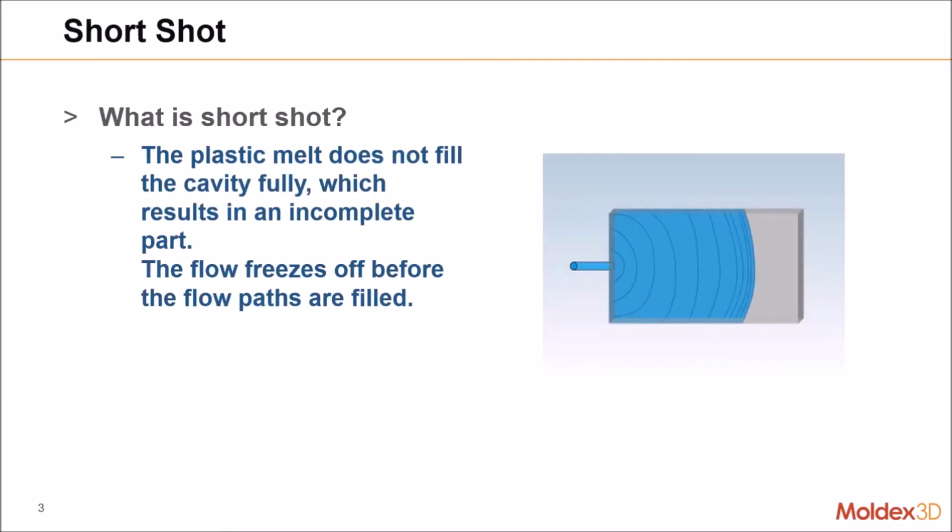First, what is short shot? The short shot is when the plastic melt cannot fill the cavity, and that will result in an incomplete part. The flow will freeze off before the flow paths are filled. And from the animation on the right, you can see that in the beginning, the melt flows faster, and in the end, the melt flows slower and cannot reach the end of this part.